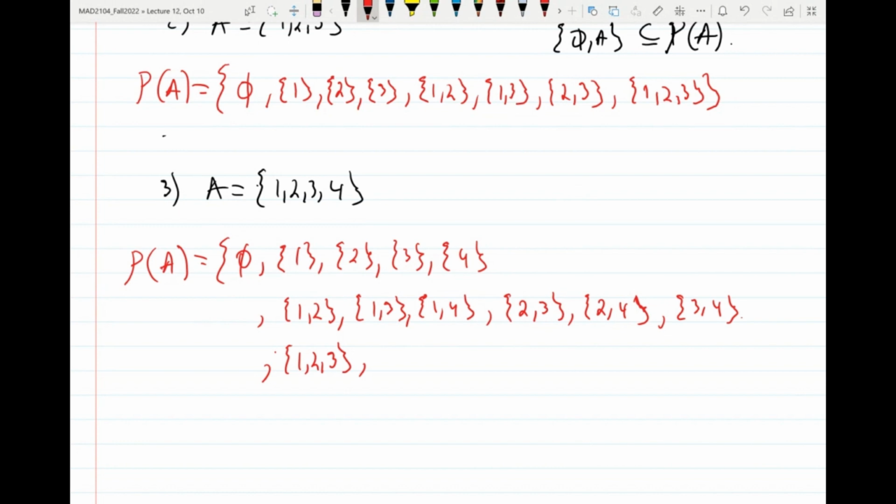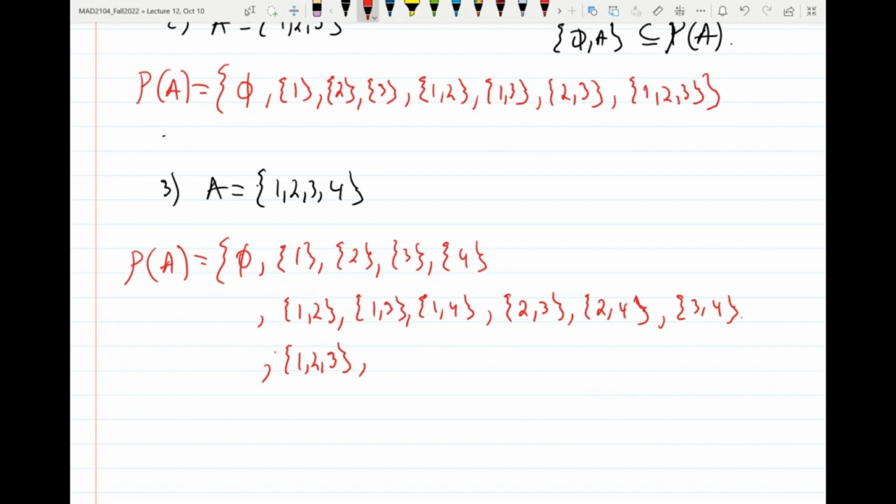So now, here is a little bit more tricky. And my advice to you is the following. Fix the first two, okay? And then change the rest and find all possibilities. And then once you're done, then you fix the first and the last and find all possibilities. And then you fix the second and the last. You understand what I'm saying?